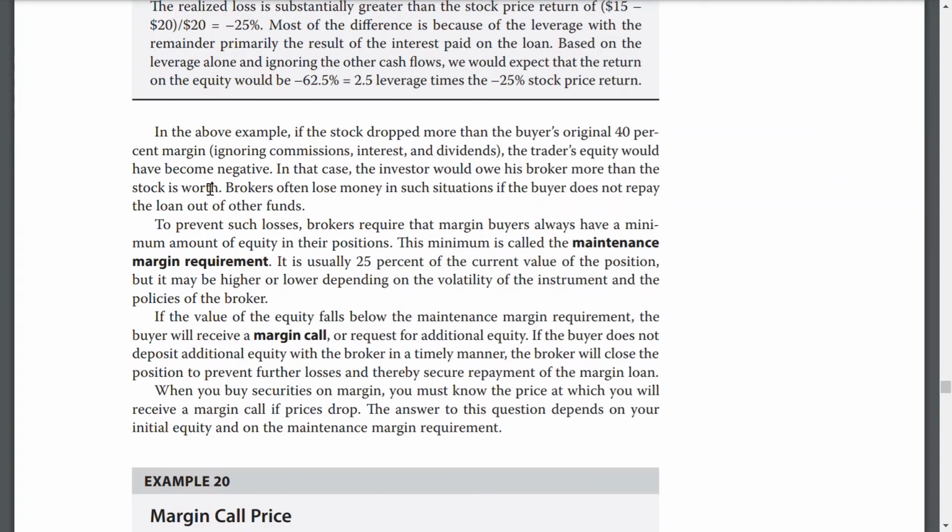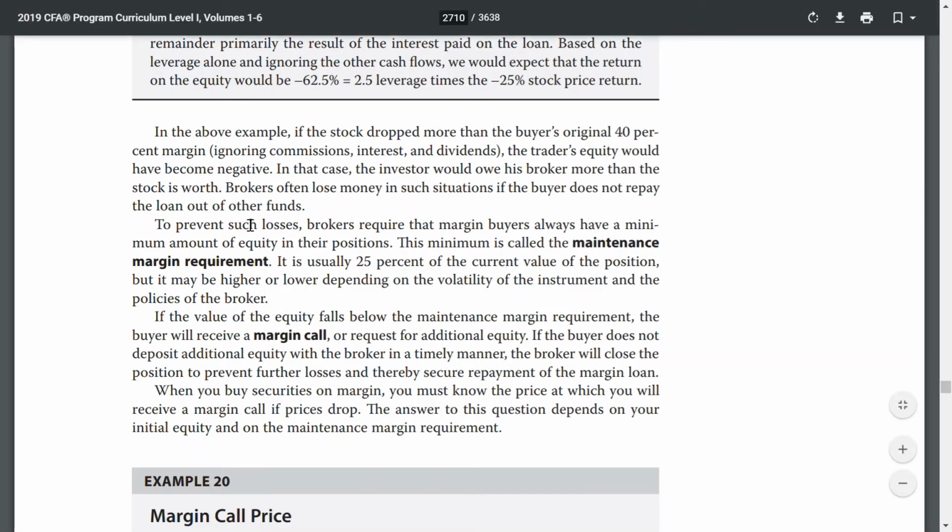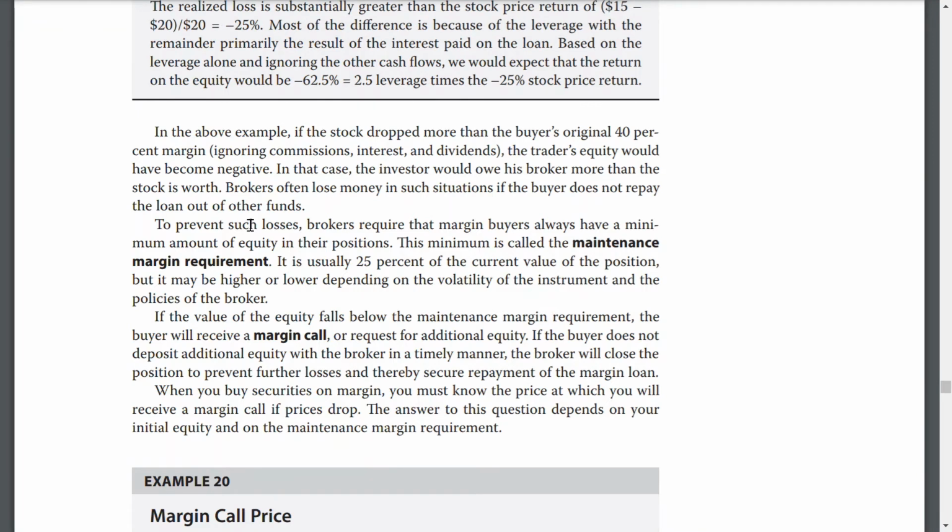In the above example, if the stock dropped more than the buyer's original 40% margin, then the trader's equity will have become negative. In this case, the investor owes his broker more than his stock is worth. Brokers often lose money in such situations if the buyer does not repay the loan out of other funds.